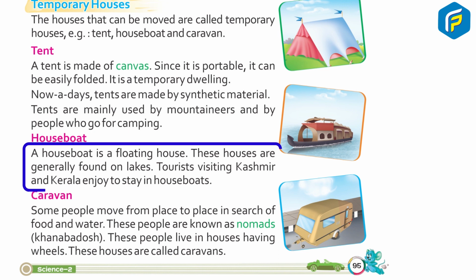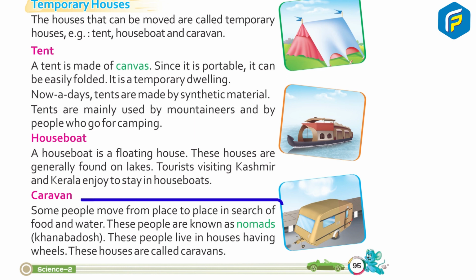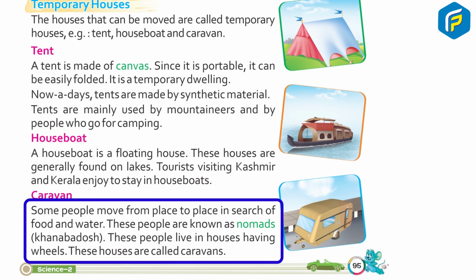Houseboat. A houseboat is a floating house. These houses are generally found on lakes. Tourists visiting Kashmir and Kerala enjoy staying in houseboats. Caravan. Some people move from place to place in search of food and water. These people are known as nomads, khana badosh. These people live in houses having wheels. These houses are called caravans.